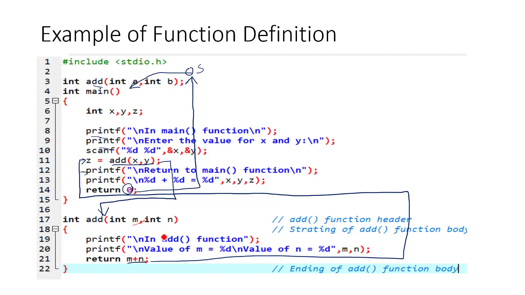So in the function calling part, the first context switching will be done to the called function. After that, another context switch will be done to come back to the calling function. And finally, the final context switching will be done from the main function to the operating system in this example.